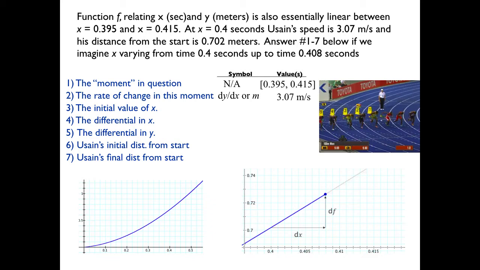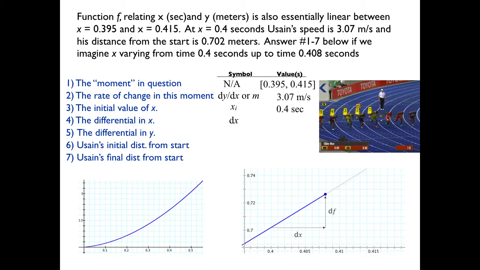What about the initial value of x? We usually use x_i for that, but what's the value that we're using for, imagine x varying from, like this last sentence here? Yeah, 0.4, up through x final, 0.408. What's the differential in x then? Yeah, it's that 0.008, which the symbol for differential in x is just dx on its own. But literally that's just corresponding to x final minus x initial, or how far we're letting x vary.